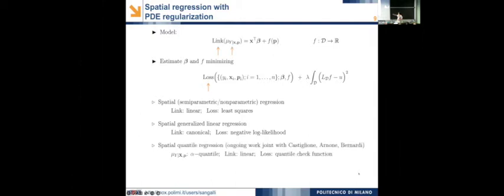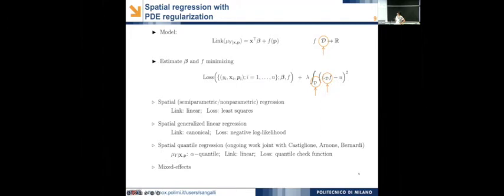We might also model, instead of the mean, an alpha quantile with the loss being the quantile check function, in which case we are in the context of spatial quantile regression. That is something that we are currently developing with Mauro Bernardi, Christian Castiglione, and Eleonora Arnone here in this department. And of course, you can exploit the versatile framework of regression and further extend and generalize this model, for instance, including mixed effects.